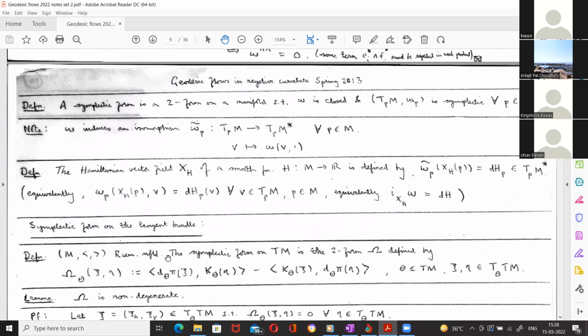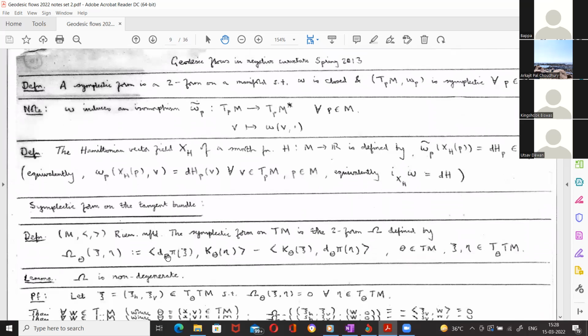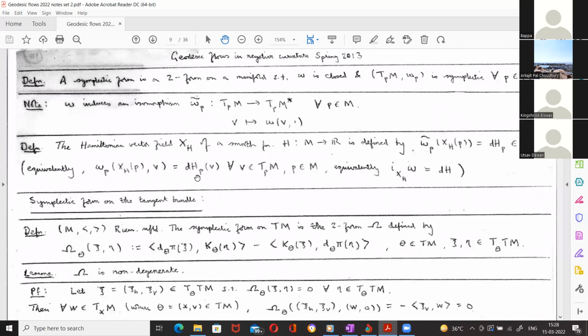So now we can come to what is a symplectic manifold. A symplectic form on a manifold is a smooth two-form omega on a manifold M such that omega is closed, and for each p, (TpM, omega p) is a symplectic vector space. So at each point p, omega is a non-degenerate alternating form on the tangent space. And the important point is that omega is closed. So d omega is 0. Is this clear?